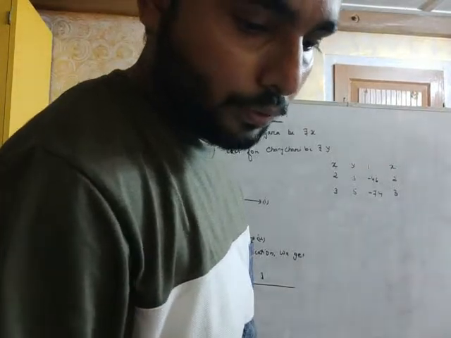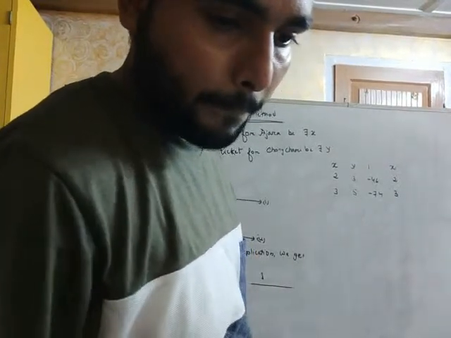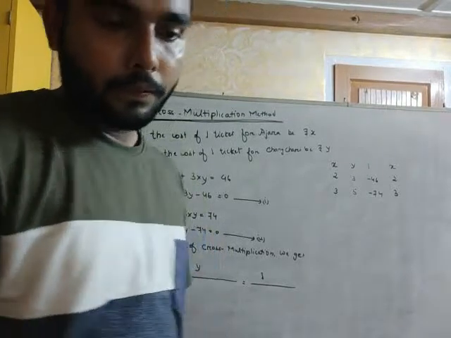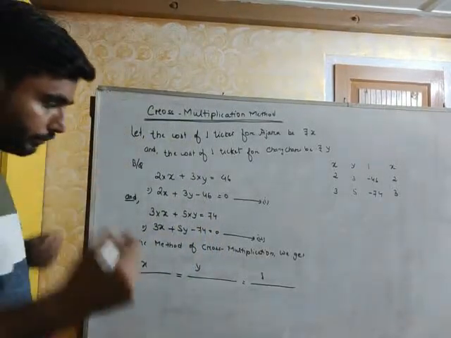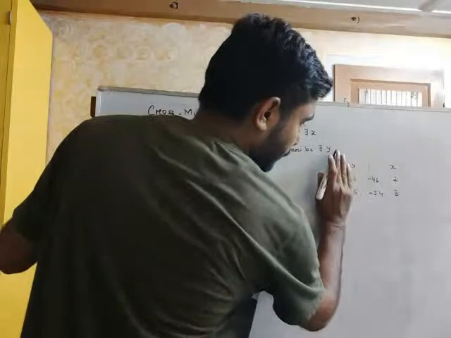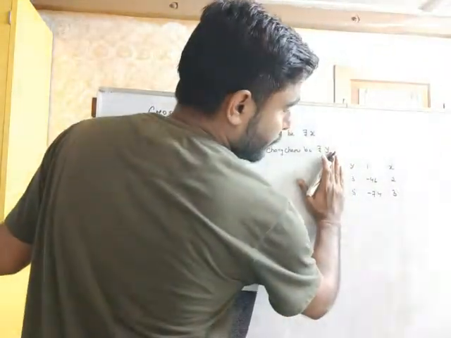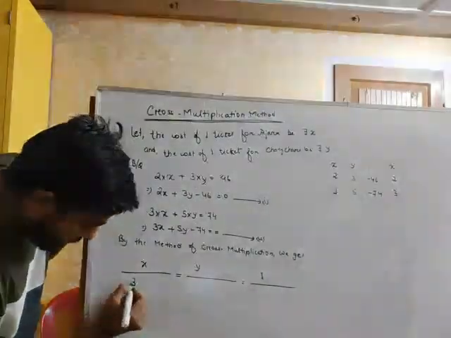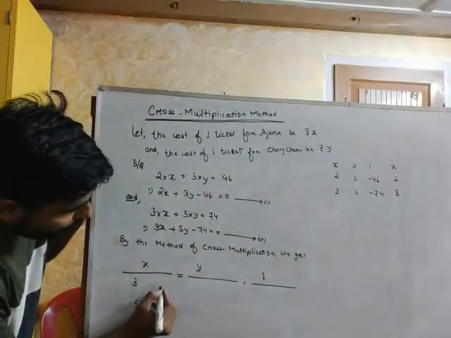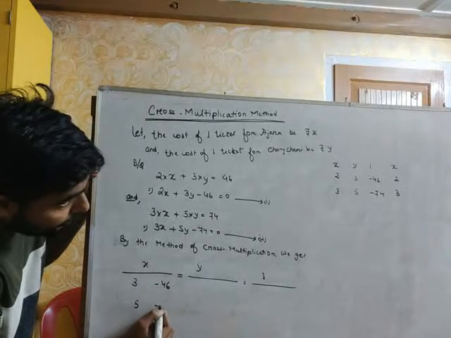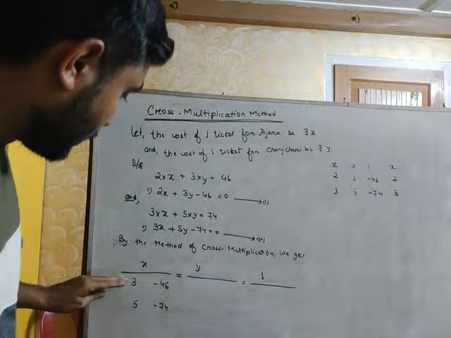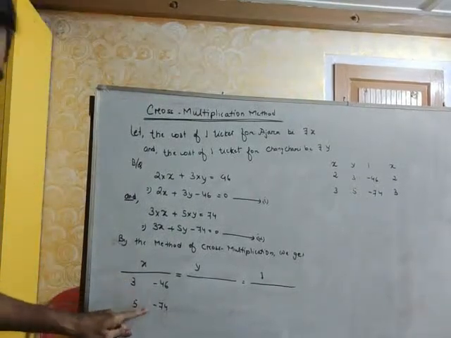Are you getting it, all of you? So x or x we won't write. So what is there? 3 and 5 and minus 46 and minus 74. So 3 out of 5, coefficient of y or constant term will be minus 46 or minus 74. We have written the coefficient of y and the constant terms.